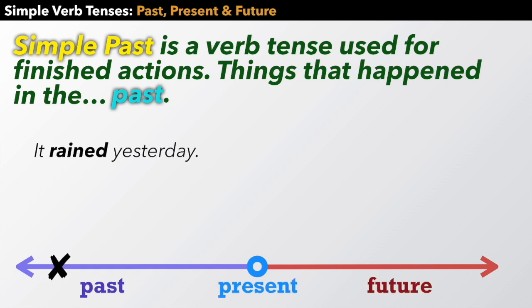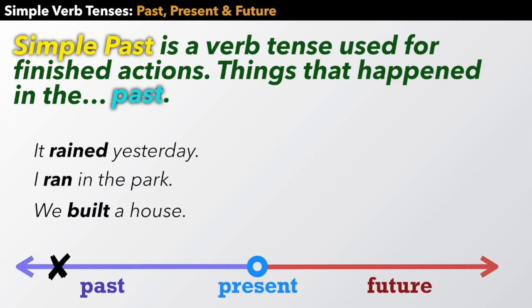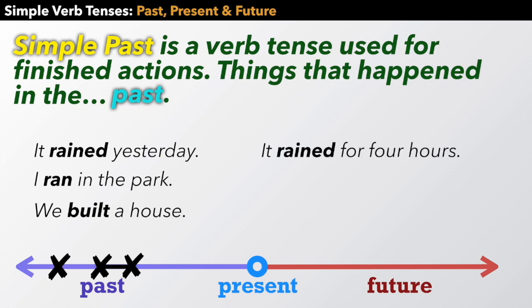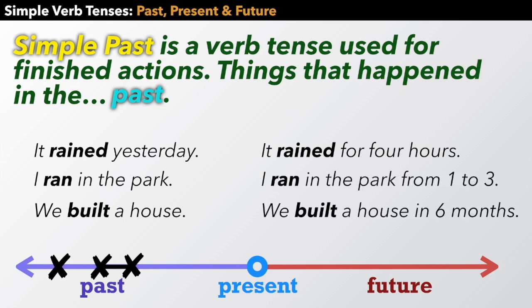It rained yesterday. I ran in the park. We built a house. This happened in the past. It could also be something that has a definite beginning and end in the past. It rained for 4 hours. I ran in the park from 1 to 3. We built a house in 6 months. The beginning and the end were both in the past. This happened.